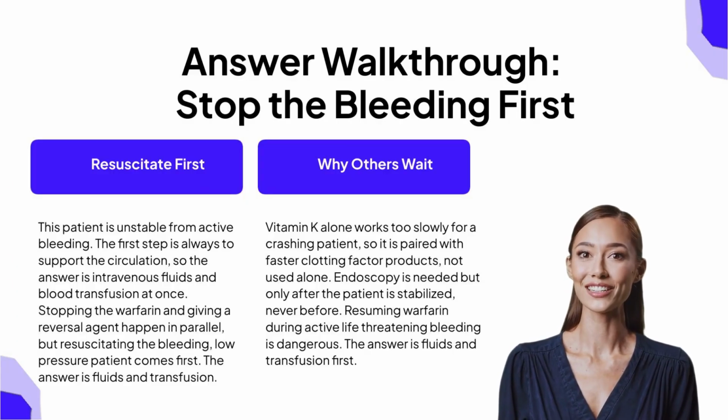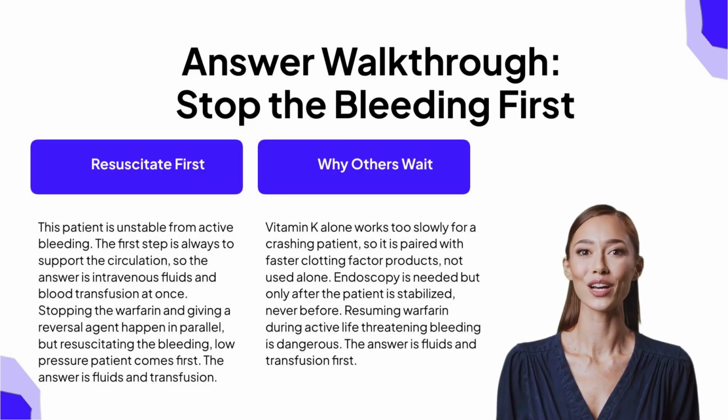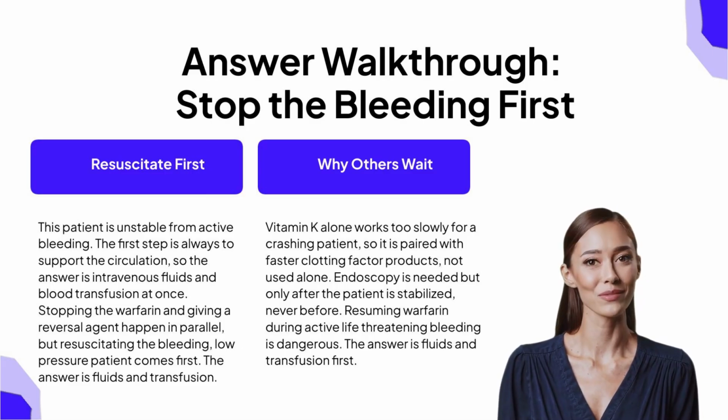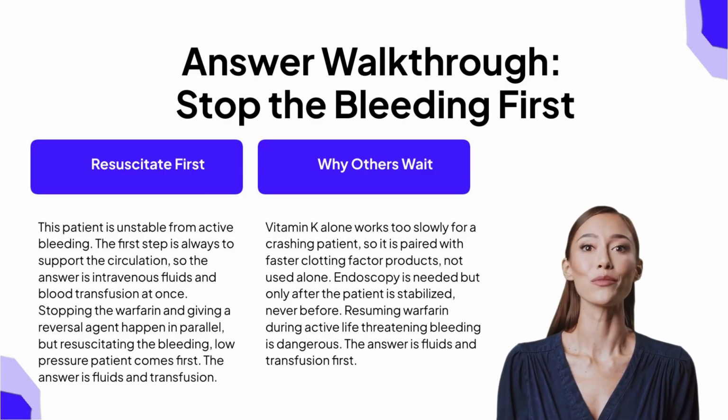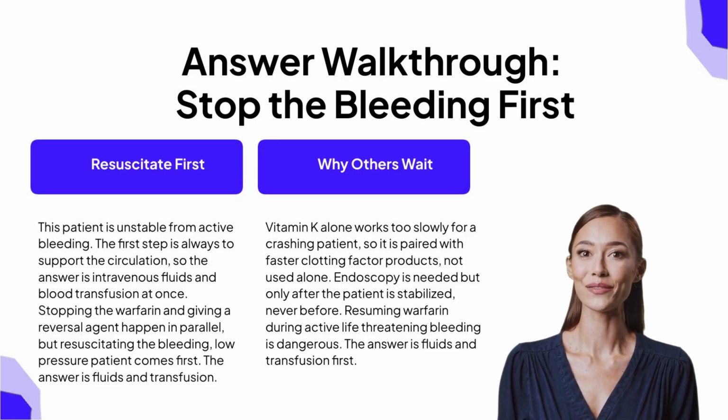First, resuscitate, then reverse. This patient is unstable from active bleeding with a low blood pressure, a fast heart rate, and a pale, clammy appearance. Whenever a patient is unstable, the very first step is always to support the circulation, which means intravenous fluids and starting blood transfusion at once. That makes choice A the correct first move.